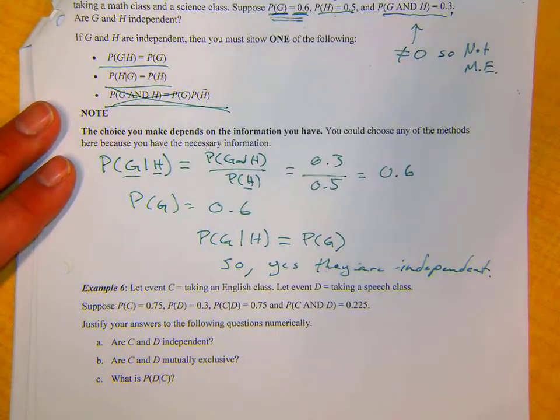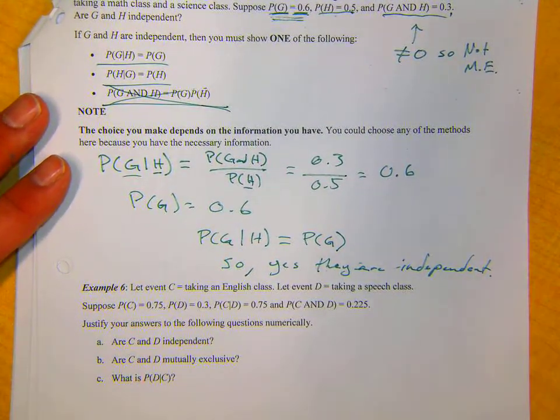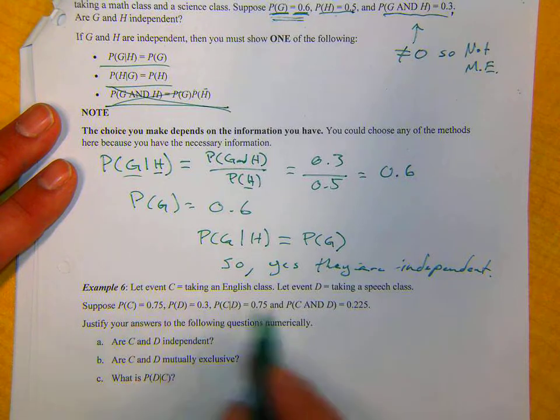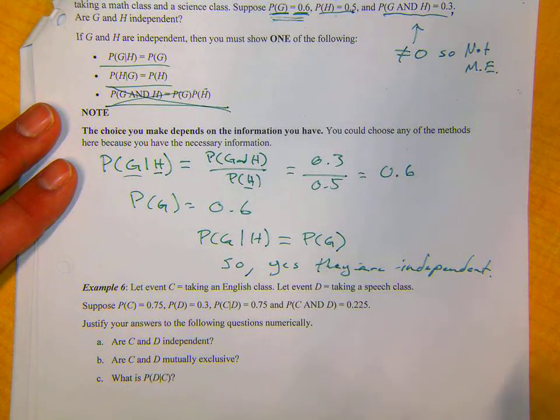I would say they're not, right? Thinking about the ideas of taking a speech class versus an English class, we can definitely have somebody in here that is taking both at the same time. There's no harm in that kind of thing. So one does not exclude the other one from happening in this case. So I think that they aren't mutually exclusive, but let's play around with the probabilities and see what they tell us, because that's what I want you to do on your test.